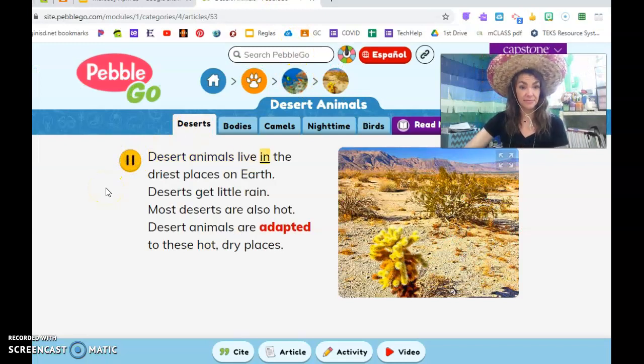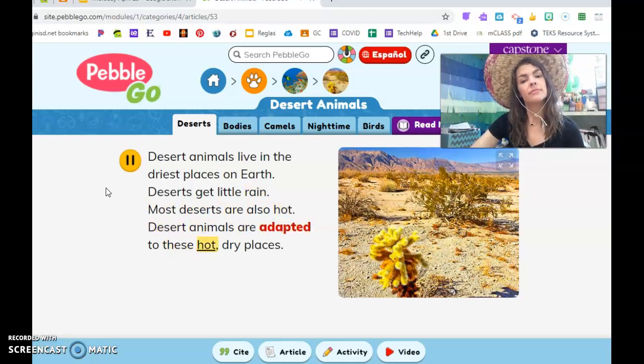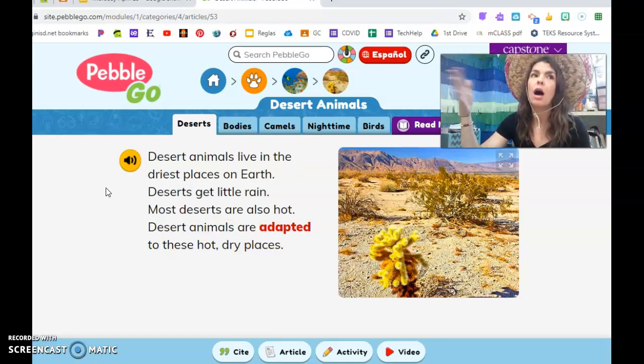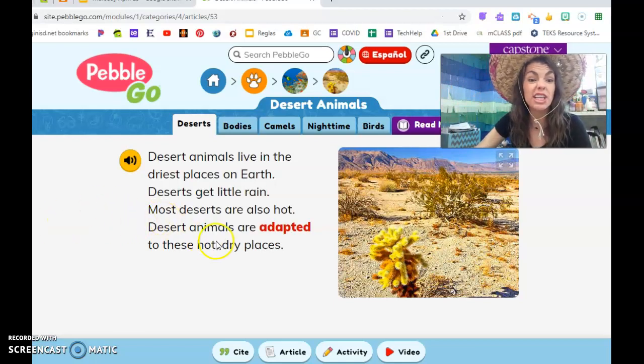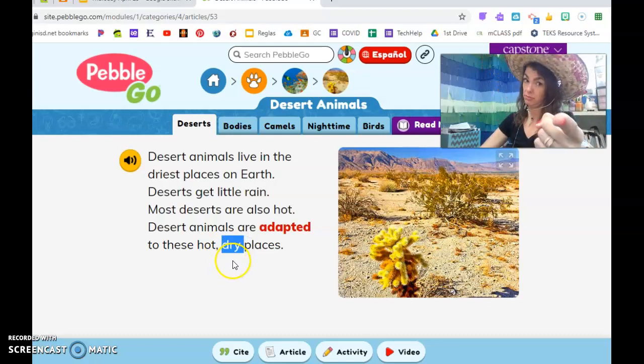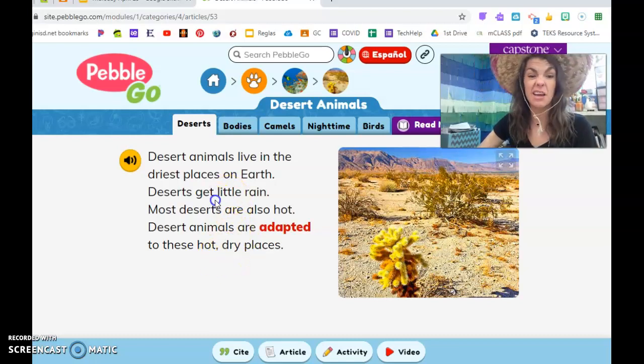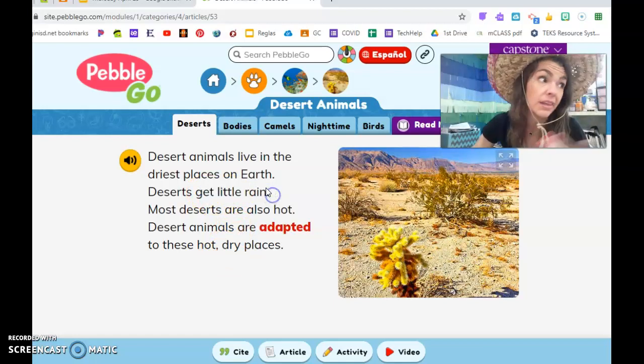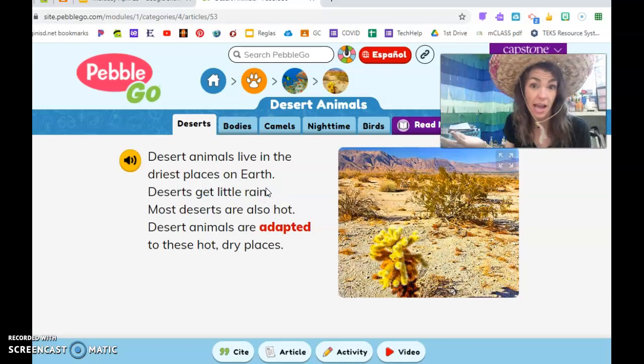Desert animals live in the driest places on Earth. Deserts get little rain. Most deserts are also hot. Desert animals are adapted to these hot, dry places. Now, I already told you the desert was hot. But we also learned here that it is very, say this D word, dry. When something is dry, that means it has little water. The desert gets little rain. If it doesn't get much rain, it doesn't have much water.